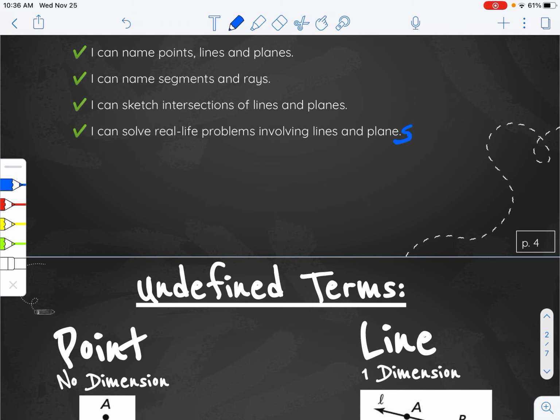Should say planes, period. Come on, there we go. Wake up. There we go.